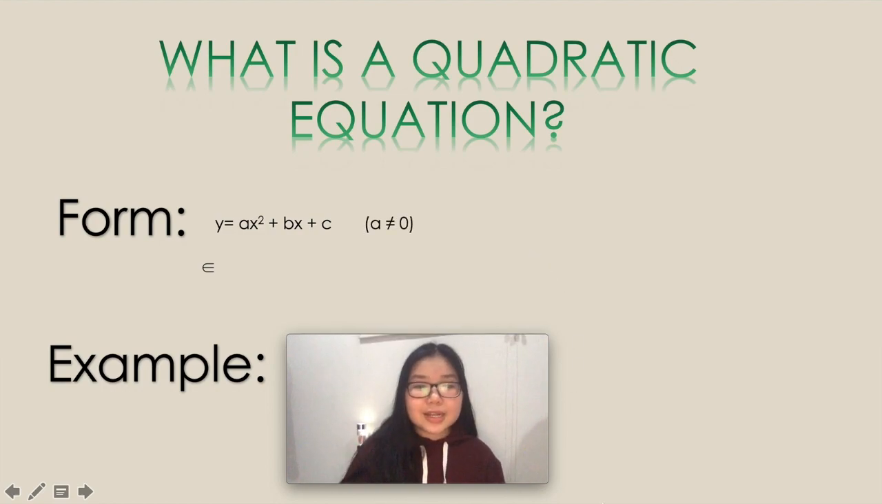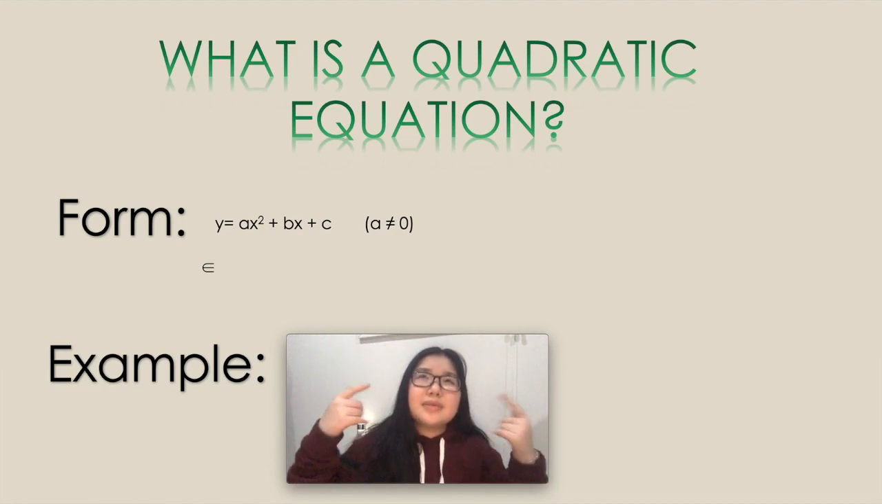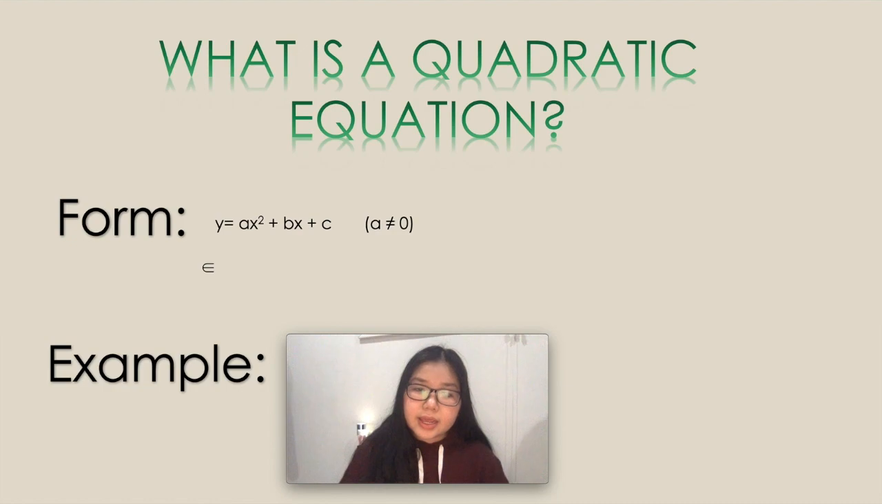The condition here, there's only one condition for a quadratic equation: a is not 0. Why not? Because let's think about it. When a equals 0, what will happen? I already asked this question and I have an answer for you.